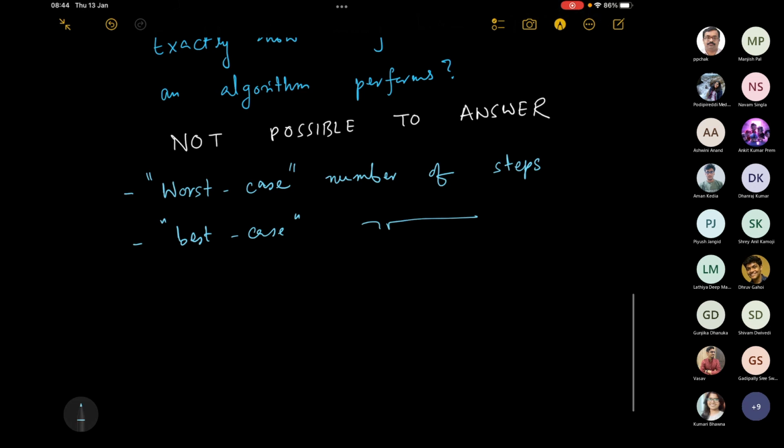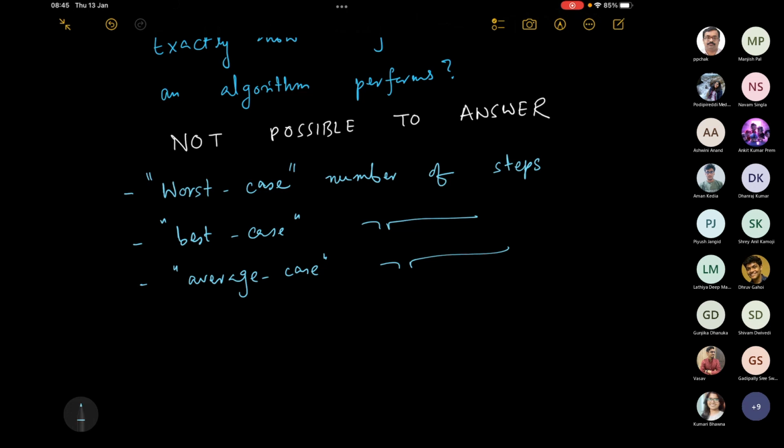Best case is the minimum number of basic steps it will execute. Then there is the average case: on an average, how many steps will the algorithm perform?